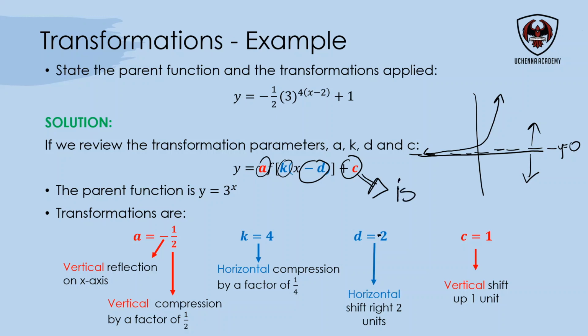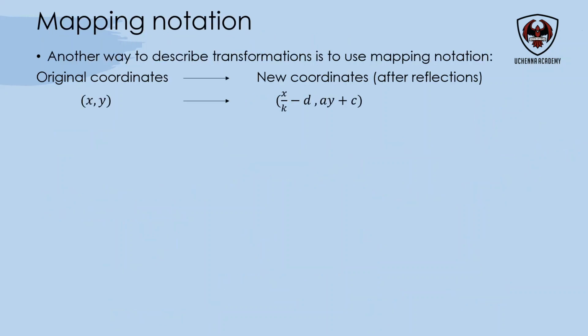This is the asymptote, the horizontal asymptote, of course. So if you know what C is, you actually know what the horizontal asymptote is, right? So let's go ahead and move on to sketching.